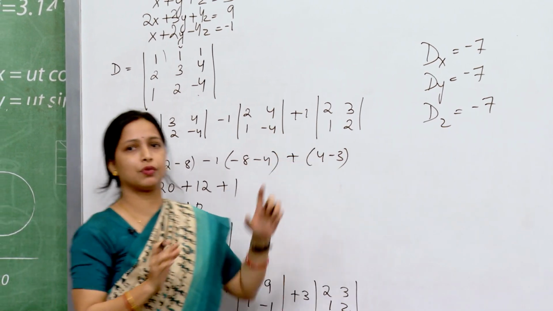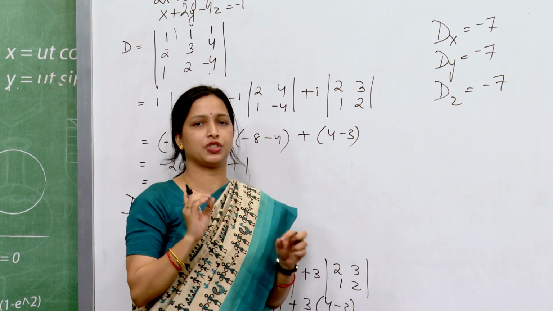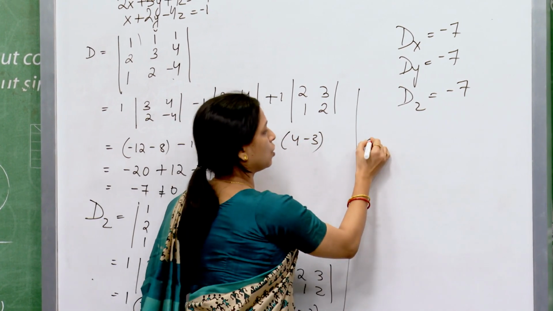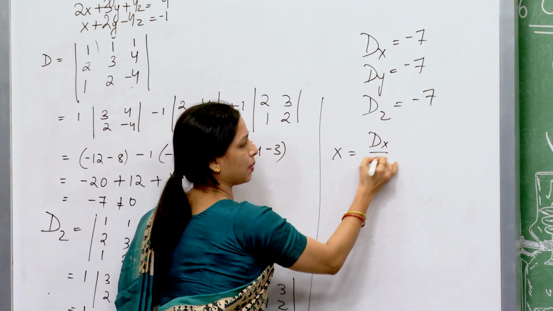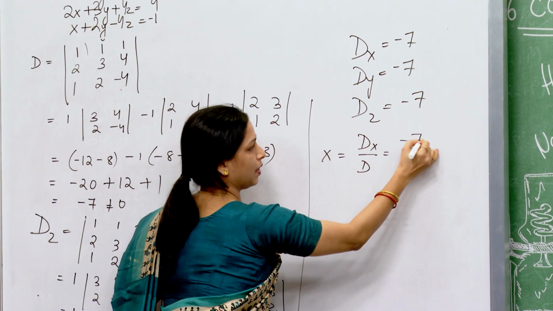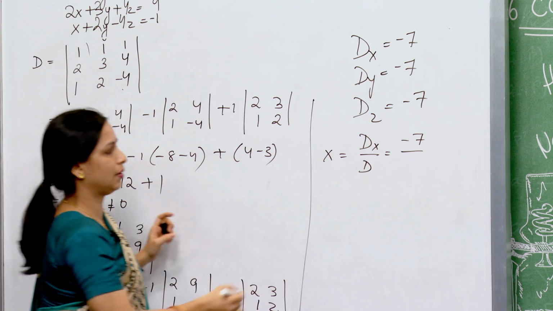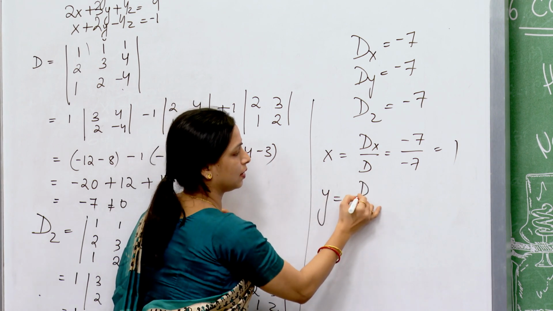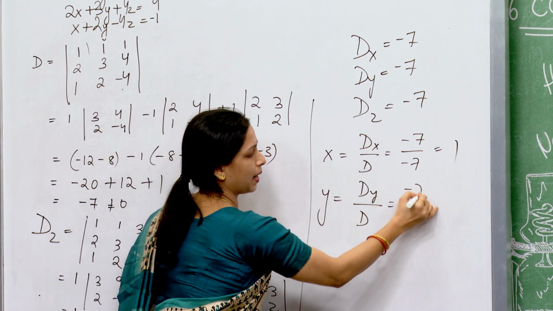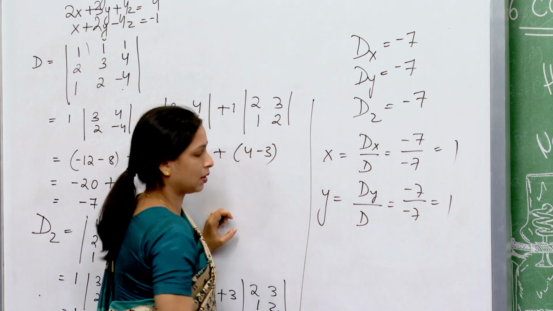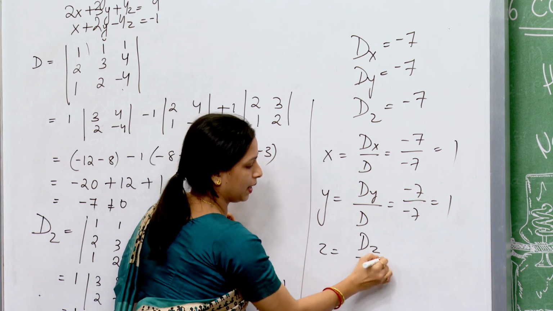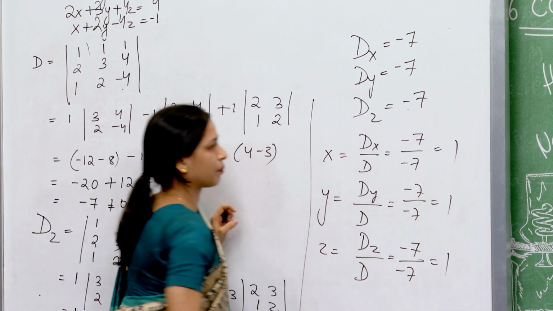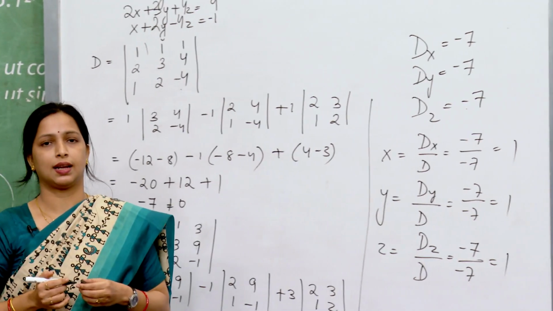Now we have got all our determinant values. Now we just have to use the formula to get the values of the unknown variables. So, x equals dx by d. dx we know is minus 7 and d we have already found as minus 7. So, the answer is 1. Similarly, y equals dy by d, minus 7 by minus 7, 1. z equals dz by d, minus 7 by minus 7 equals 1. So, the values of x, y and z are all 1.